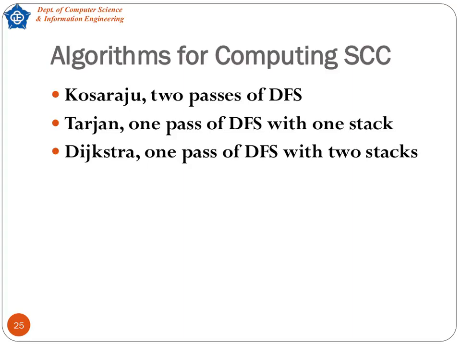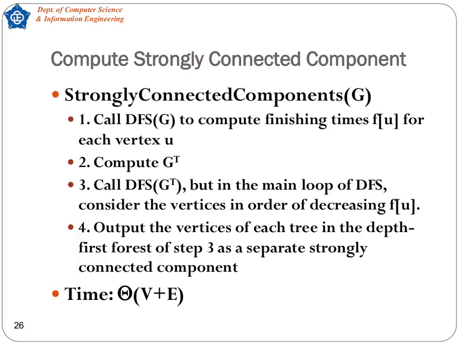It uses one stack and maintains a low link value at each vertex to detect exactly when you've completed a component. Finally, Dijkstra's variant also works in one pass, but relies on two stacks, one to track active nodes and the other to track their roots. Although all three algorithms run in linear time, they each make different trade-offs in simplicity, memory usage, and implementation complexity.